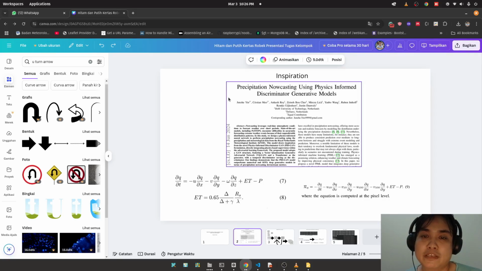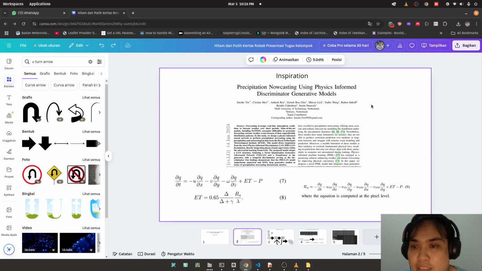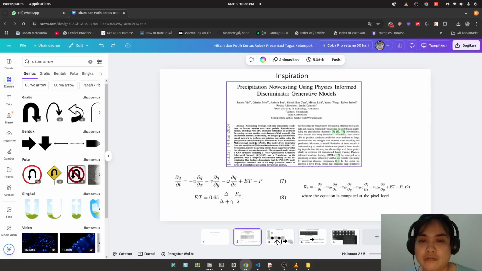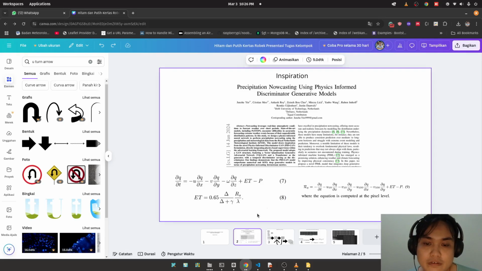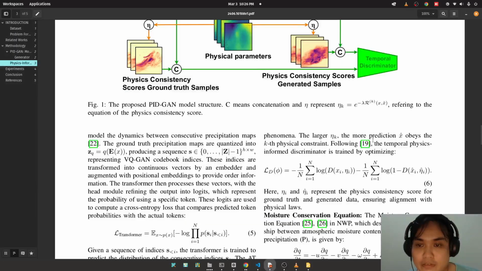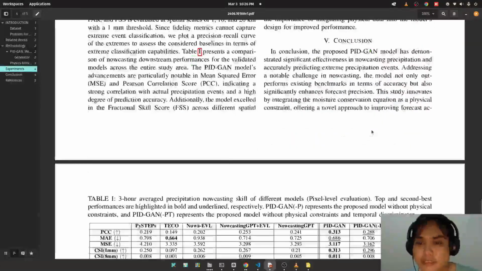Actually, this experiment is inspired by this paper. In this paper they are using a generative adversarial network, or GAN, and it's not a normal GAN, but they add some physics constraint like this. This is the equation they are using. Okay, this is the original paper.